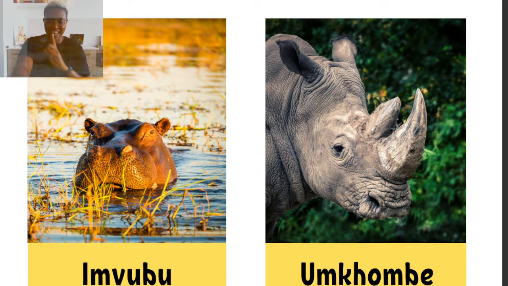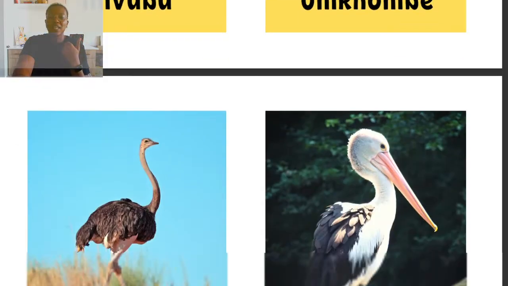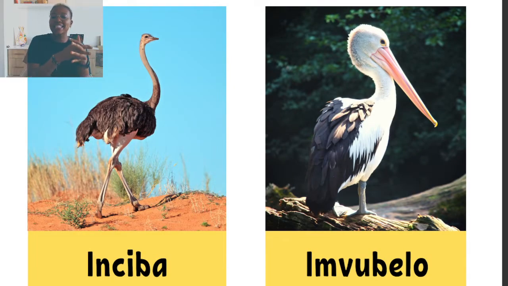For a rhino, we say umkhombe. Now, I think it's taken from the horn of the rhinoceros because to komba is to point. So umkhombe. For an ostrich, we say inqiba, and it's that NC click, inqiba. And then for a pelican, we say imvubelo, imvubelo.